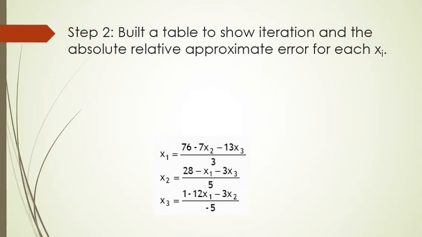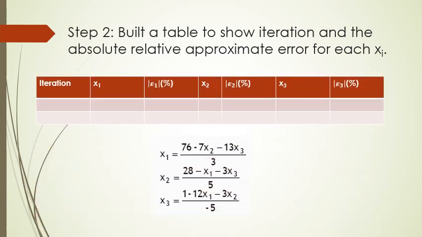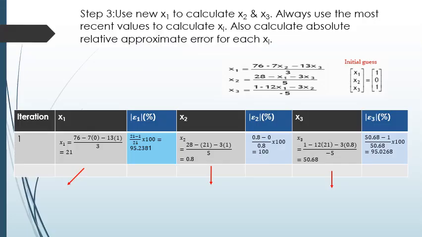In step 2, we need to build a table to show the iteration, the estimated roots of x1, x2, and x3, also the epsilon A for each x. Let's see how we carry out the calculation of x1. We use initial guesses of x2 and x3 given in the questions to determine the new value of x1, where we get the answer, which is 21.